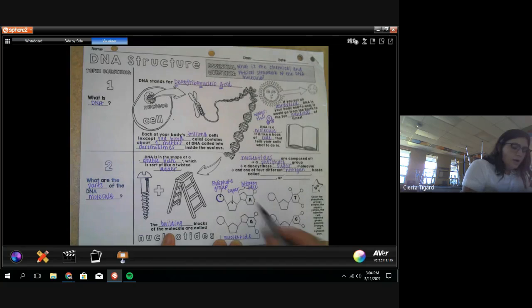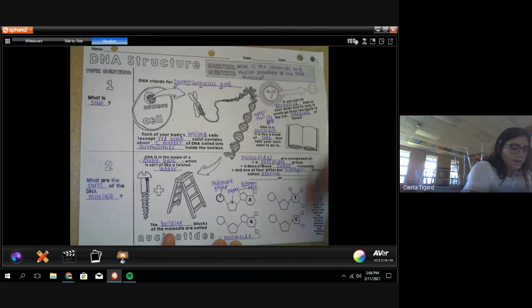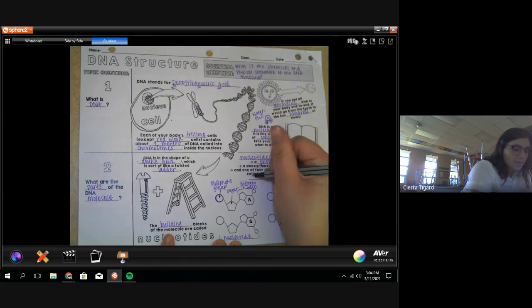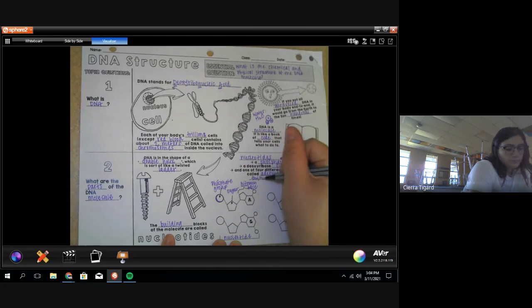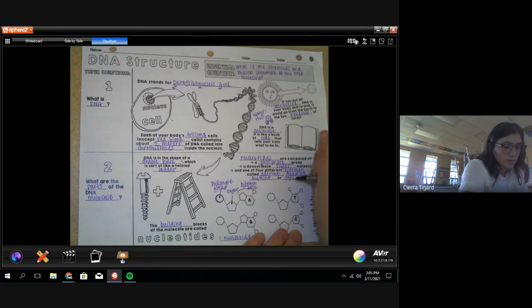And so there are going to be 4 different nitrogen bases that we are going to choose from, where we have adenine, which is A-D-E-N-I-N-E. There is also guanine, which is G-U-A-N-I-N-E. We have our T here, which is our thymine. And we also have our cytosine, which is going to start with a C. Cytosine.